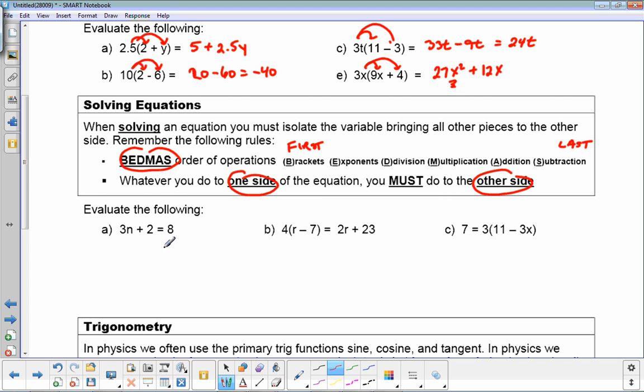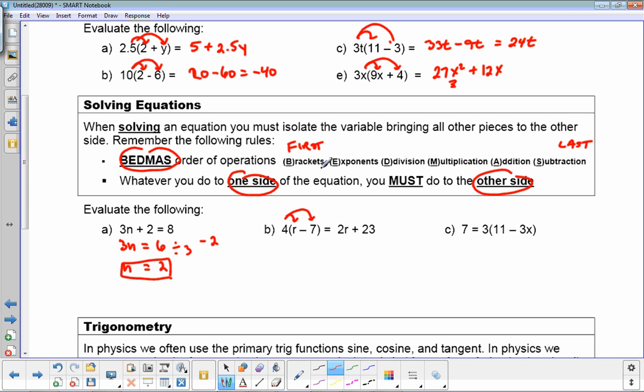So for example, here I want to solve for the n. I want to get rid of the 2. So what we do is we go 3n, I'm going to subtract 2. So do that from both sides. So 8 minus 2 is 6. Then I'm going to divide both sides by 3 to get n on its own. And we end up with n equals 2. Very easy. Second example, we're going to use distributive property first.